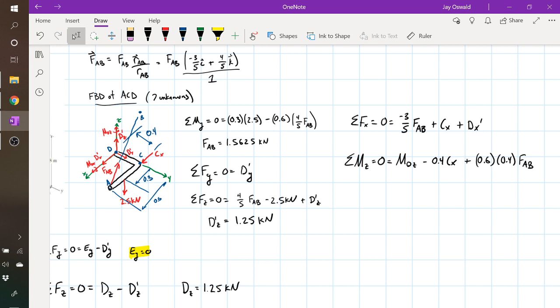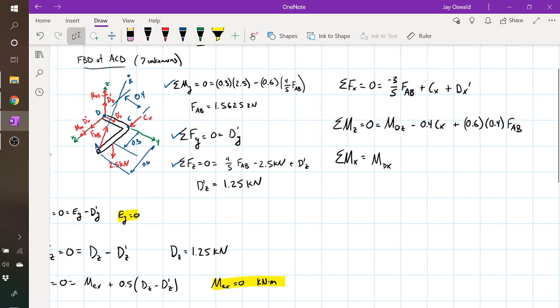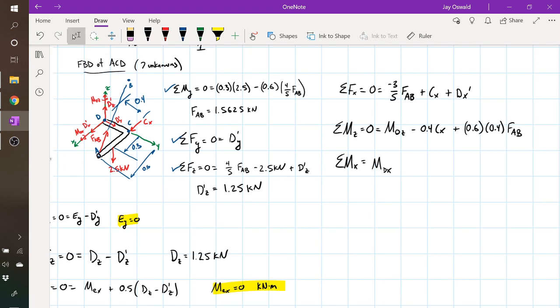Let's see, so we've done some moments about Y, which we've already used. I'm just going to put a little check mark. It means we can't really get anything useful out of this. So this is open, and we still have some moments about X, but I'm not sure. Let's just write it out because we need all 6 equations in the end, right? So sum of moments about X is equal to M dx. This is actually we'll get this, right? We'll get MDX, right?